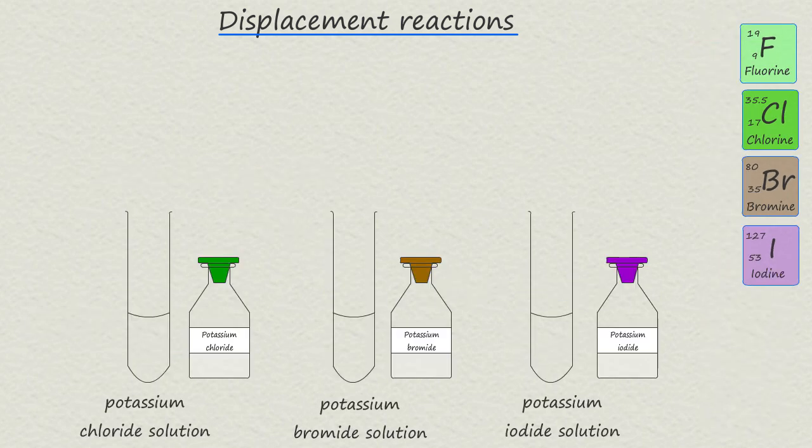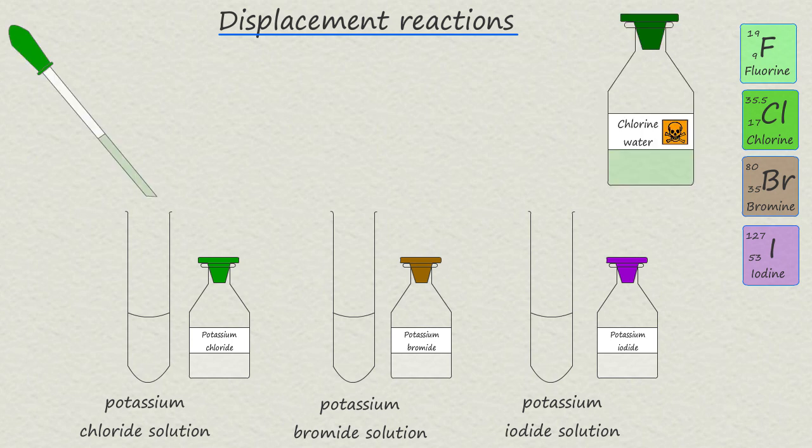Here, 3 boiling tubes are set up and a few mils of potassium chloride, potassium bromide and potassium iodide solutions are placed in each of the boiling tubes. So that is, in each of the boiling tubes there is a halogen present, a chloride, a bromide and an iodide. To carry out a halogen displacement reaction, let's add some chlorine water to each of the boiling tubes and observe any colour changes that take place.